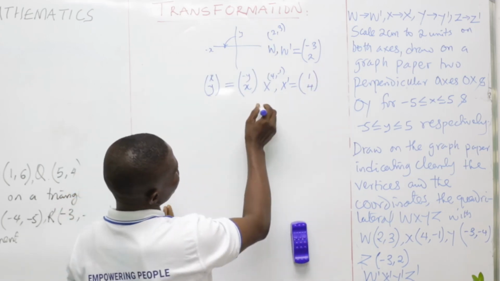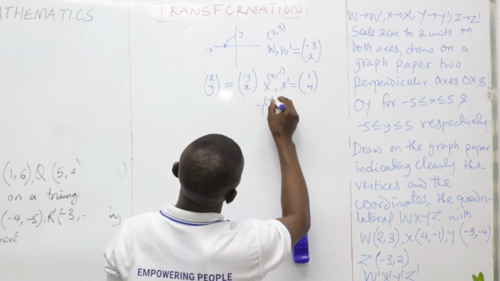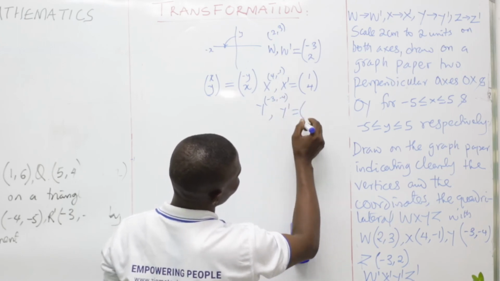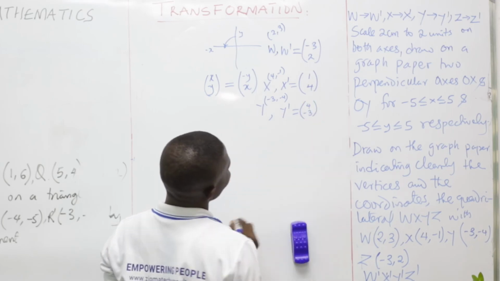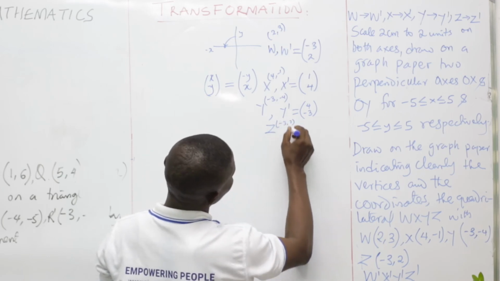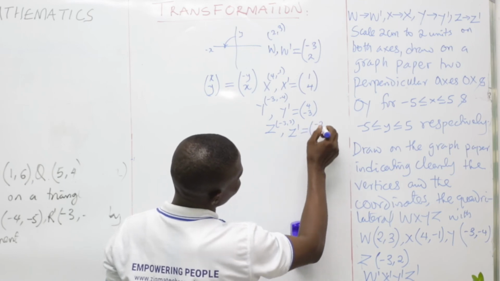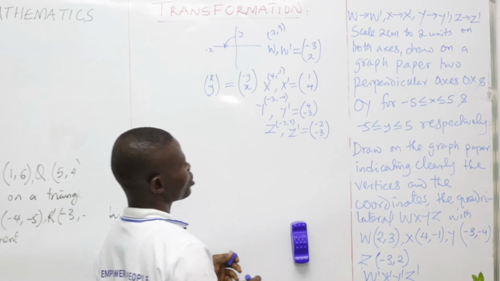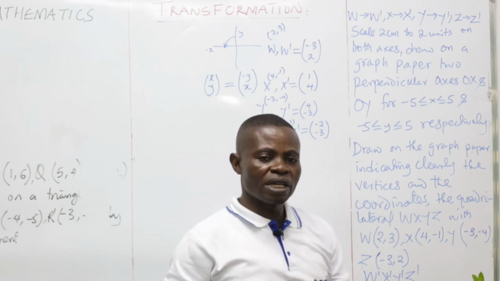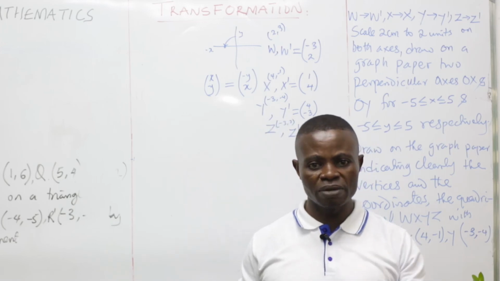That's all. Then Y, the object, is what? (-3, -4). Now, its image, Y prime, equals what? (4, -3). Finally, Z being (-3, 2), its image, Z prime, equals what? (-2, -3). So, look at what we need to consider. But first of all, recall that you must plot your object before your image will be considered. So don't mix the two of them together.